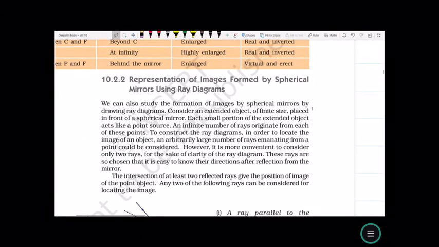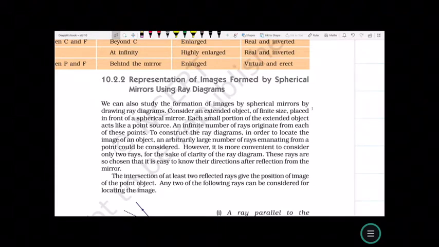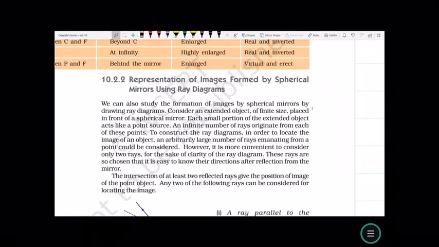We can also study the formation of an image by a spherical mirror by drawing a ray diagram. Consider an extended object of finite size placed in front of a spherical mirror. Each small portion of the extended object acts like a point source. An infinite number of rays originate from each of these points. To construct a ray diagram in order to locate the image of an object, an arbitrarily large number of rays emanating from the point could be considered. However, it is more convenient to consider only two rays for the sake of clarity of the ray diagram. These rays are so chosen that it is easy to know their direction after reflection from the mirror.